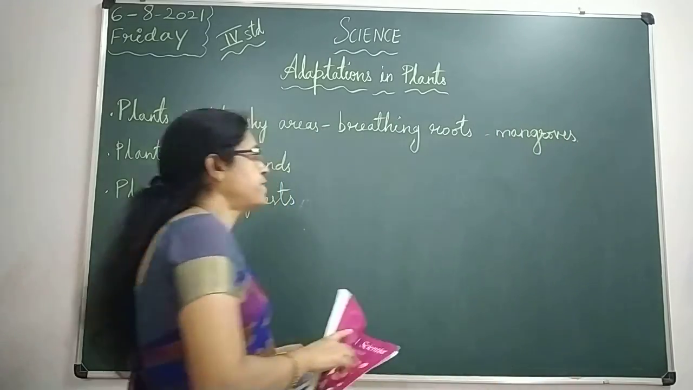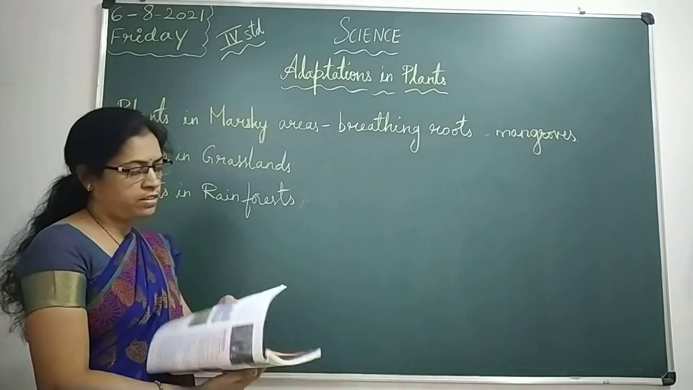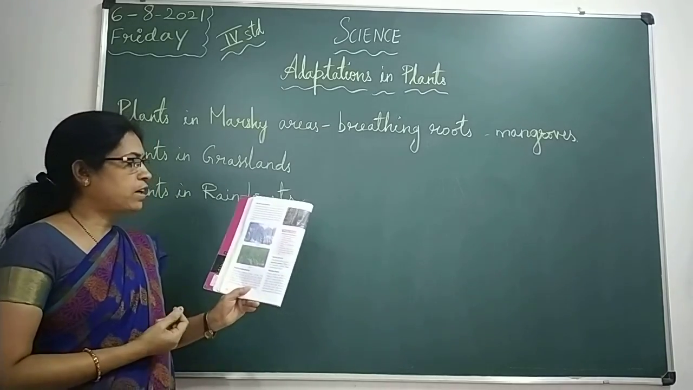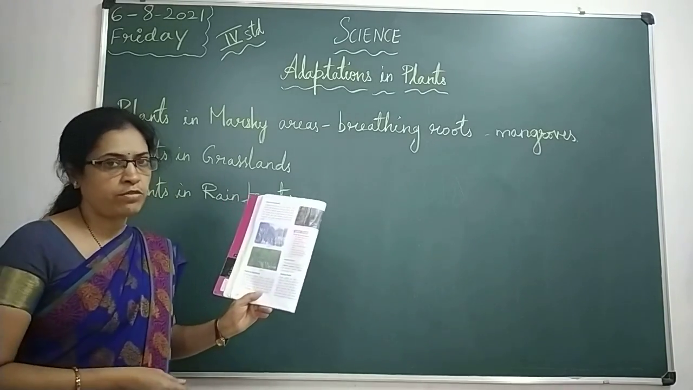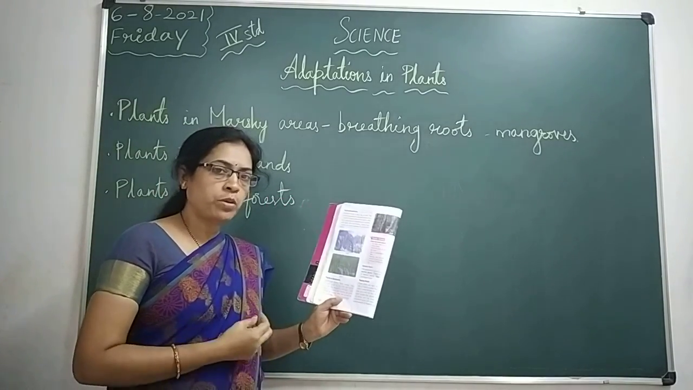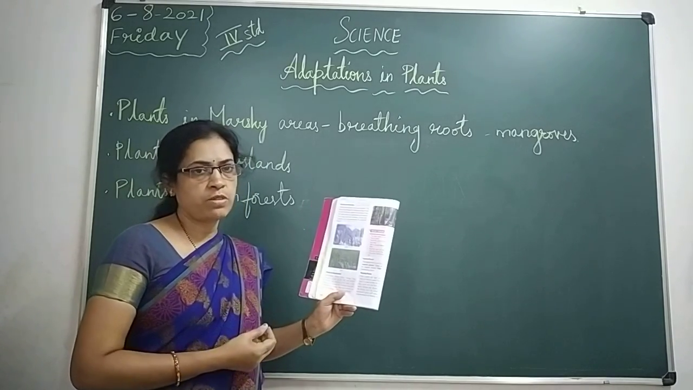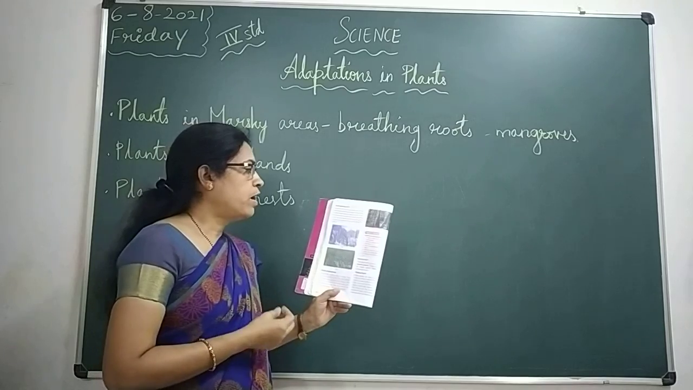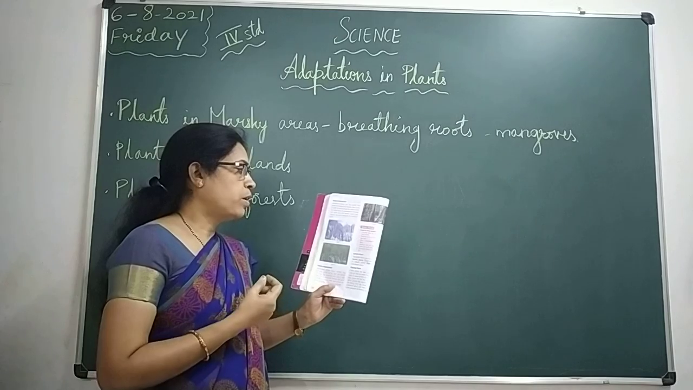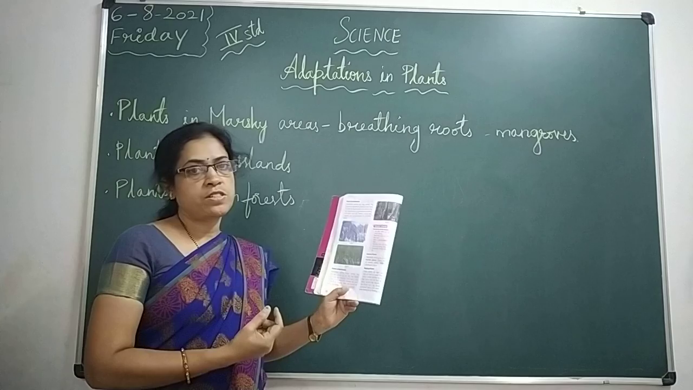Okay, next is plants in grasslands. So turn to page 18, children. You can see the example picture they have given here. So how does a plant grow here? Children, grasslands receive very little rainfall. The plants are adapted to develop roots that grow deep into the soil to absorb water from the deep soil. Because it receives very little rainfall, the roots are adapted like that.